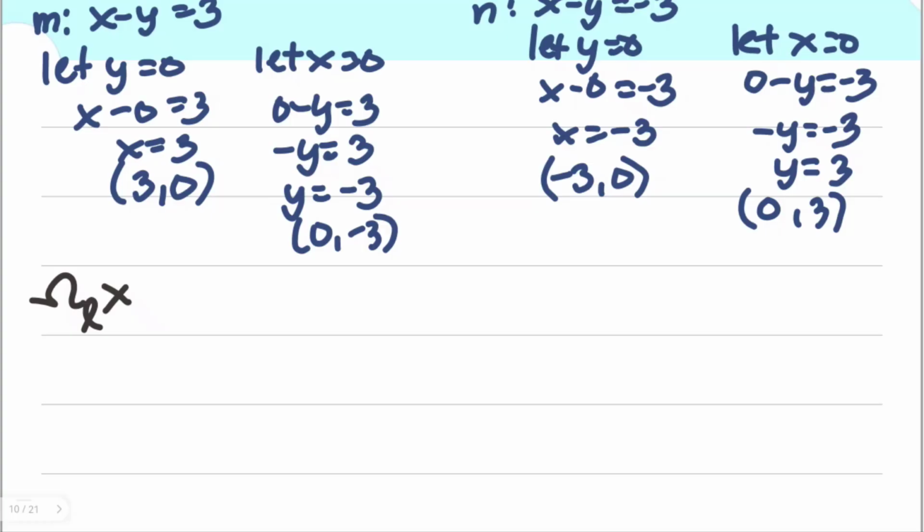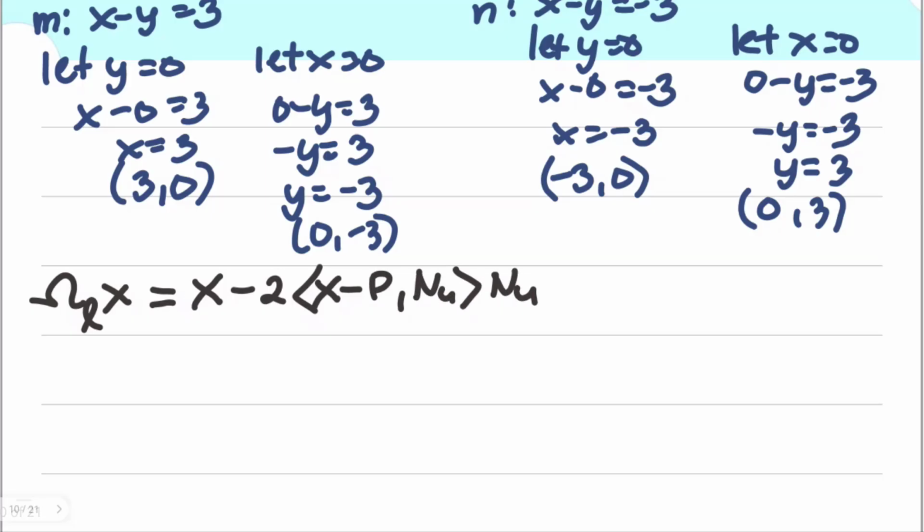Take note that the formula for our reflection is actually X minus twice the inner product of X minus P and your unit normal vector, times your unit normal vector. Take note here, we know what X is, but what we don't know here is actually P and the unit normal vector. As for your unit normal vector, we can actually solve that first by identifying our normal vector.